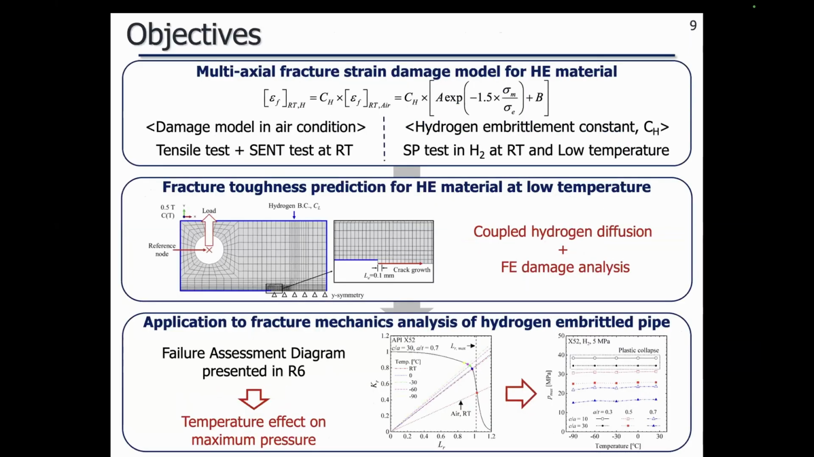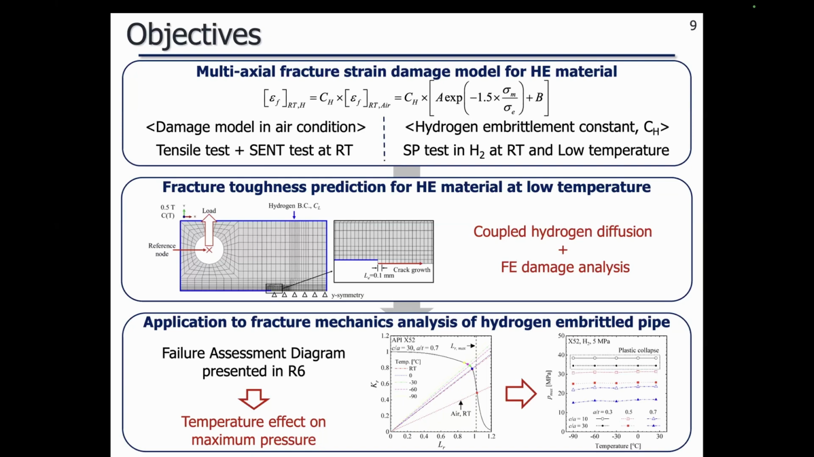In this study, the effect of temperature on the fracture of API X52 cracked pipe at low temperature was analyzed using the small punch test data and the FAD method. Firstly, to determine the strain-based damage model, the tensile test data and CNT test data were used.